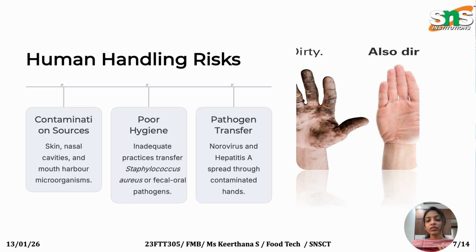So now the most common source is going to be us. Our skin, nose, and mouth carry microbes like Staphylococcus aureus. Poor hygiene spreads norovirus and hepatitis A. Unwashed hands, sneezing near food, or touching cooked food after handling raw items causes contamination. Also, dirty knives, cutting boards, and machines can create cross contamination. What basically happens is microbes jump from the raw food to the cooked food. This is how cross contamination usually happens in food.